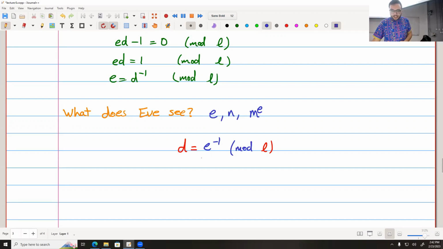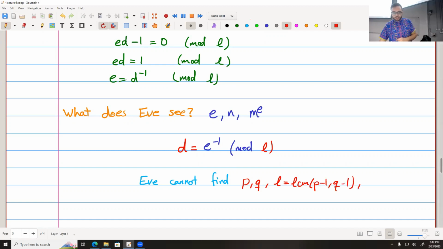So as of now, with the algorithmic and cryptographic knowledge that we have until this day, Eve cannot find P or Q, and she cannot find L, which is the LCM of P minus 1 and Q minus 1. And because of that, she cannot find D. And because of that, she cannot find M. Okay. So that's our situation here.